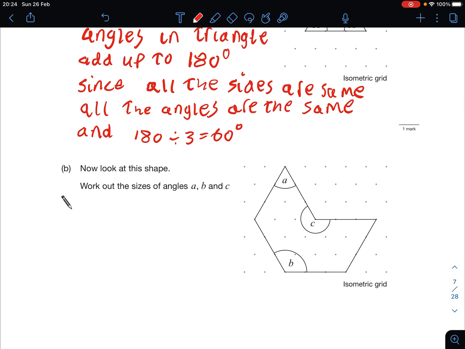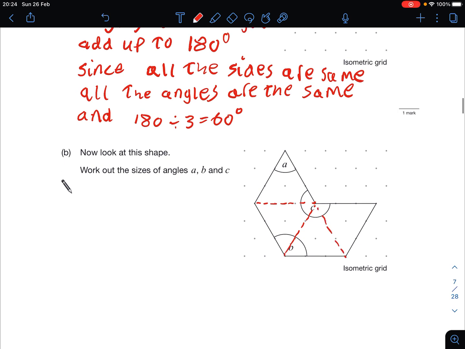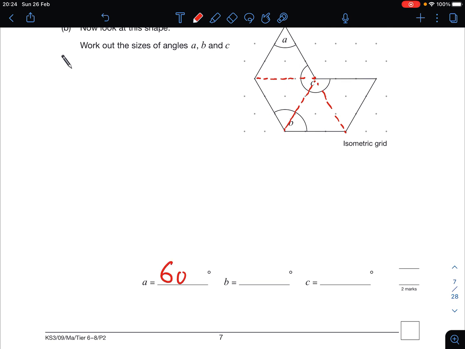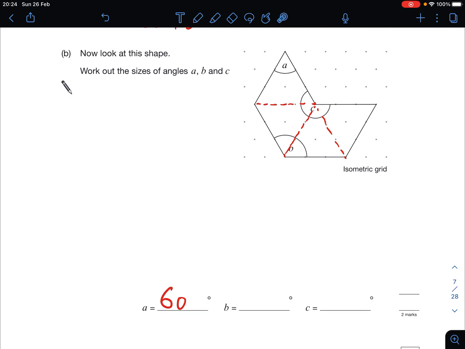Okay. For this one, I recommend splitting it into shapes. Split it into triangles like this. Okay, each of these is an equilateral triangle. So A is 60 degrees. B is made up of 1 and 2 of these. So that is 2 60s, which is 120. And C is made up of 1, 2, 3, and 4 of these corners. So 4 times 60 is 240 degrees.